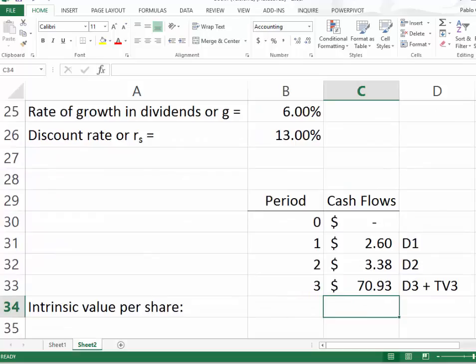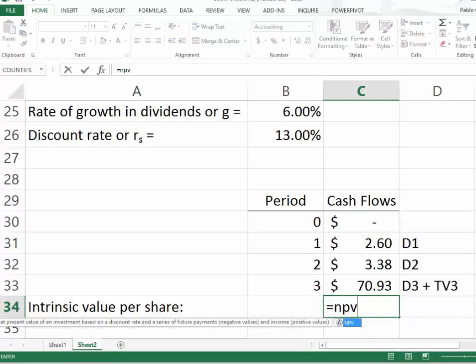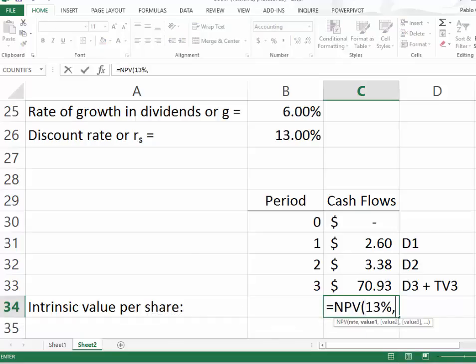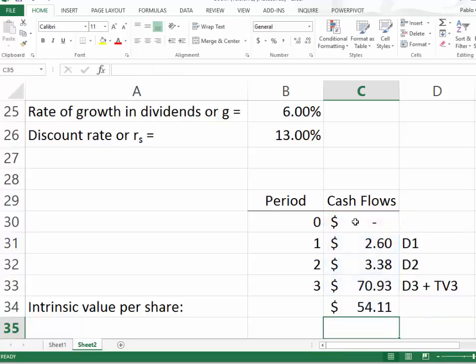To this, we need to find the net present value. We need to discount or find the present value of this. So we use the function called net present value, and we use our discount rate of 13%, and we start in period 1. We don't add anything. In theory, this is the way to do the net present value calculation, and we find that the intrinsic value per share based on this model is $54.11 per share.